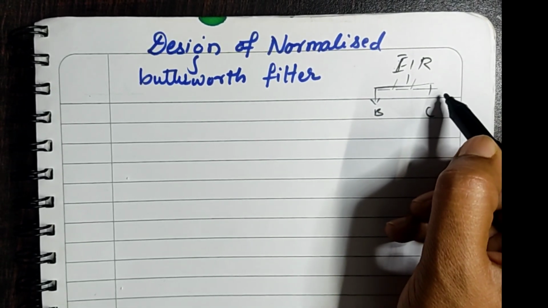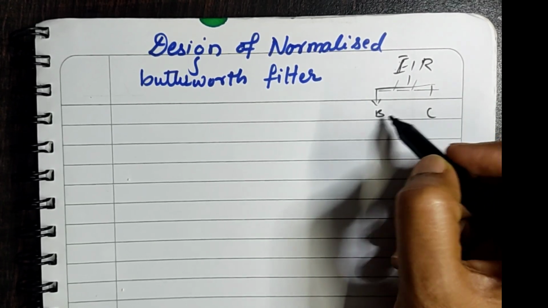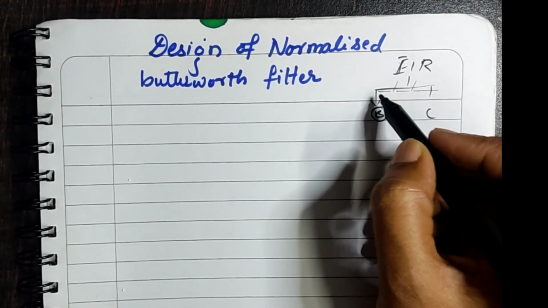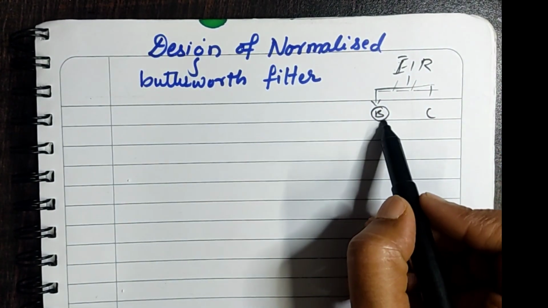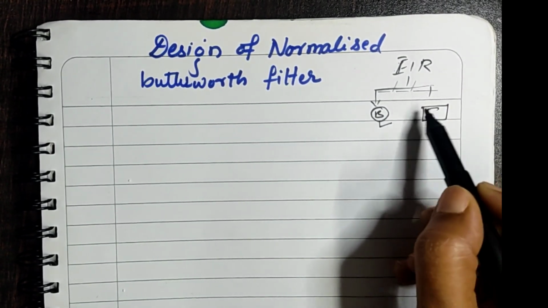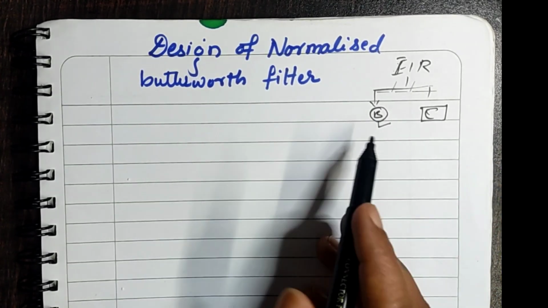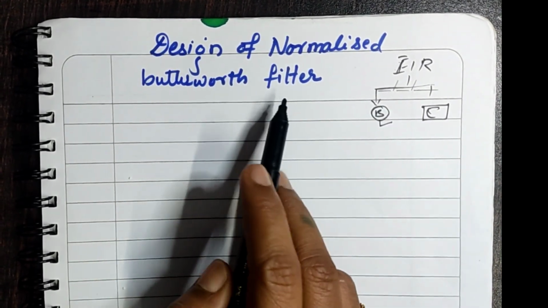Low pass filter, high pass filter, band pass filter, and stop band filter. Through those we can develop a Butterworth and a Chebyshev, so you can observe the difference between Butterworth and Chebyshev. Today we will concentrate on the design of the Butterworth filter.